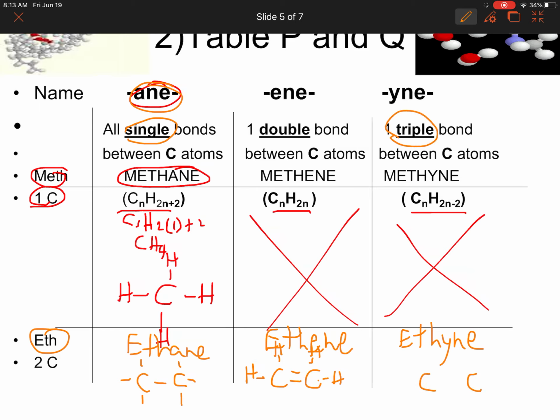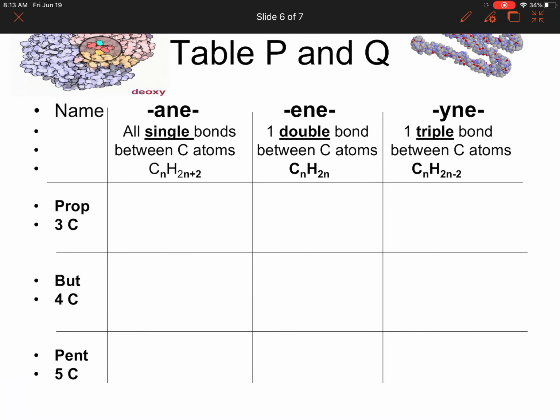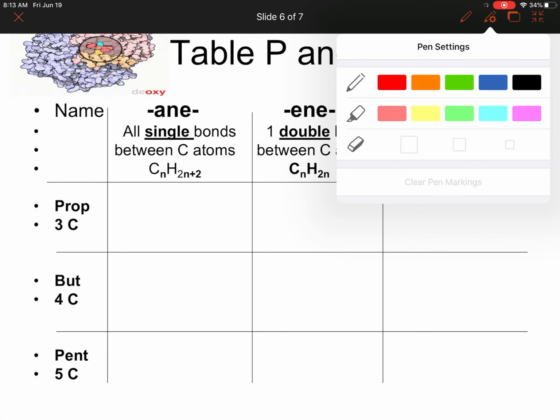Ethine, eth again is 2 carbons, triple bond in between them. 1, 2. So we only need one more, so I'll do one on the left and one on the right. Okay, let's move on. We'll try to do all these, we'll see.